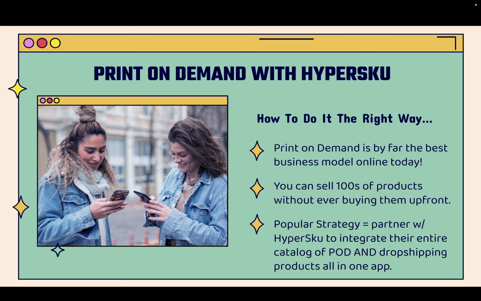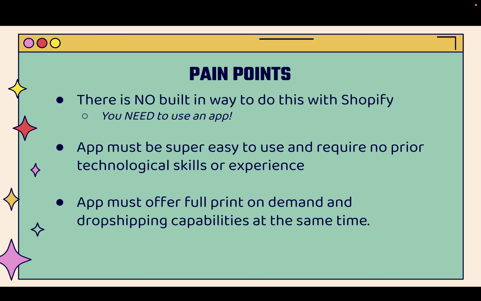A really popular strategy for Shopify store owners is to partner with HyperSku to integrate their entire catalog of print-on-demand and their entire catalog of dropshipping products all in one app. It's super, super powerful. I know a lot of you want to do print on demand. I know a lot of you want to do drop shipping. With HyperSku, you could do both at the same time inside of your Shopify store with the same app. Really, really powerful.